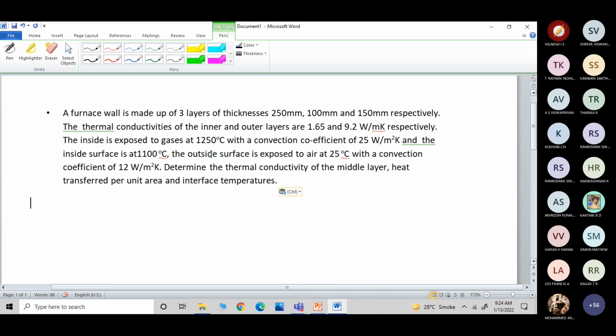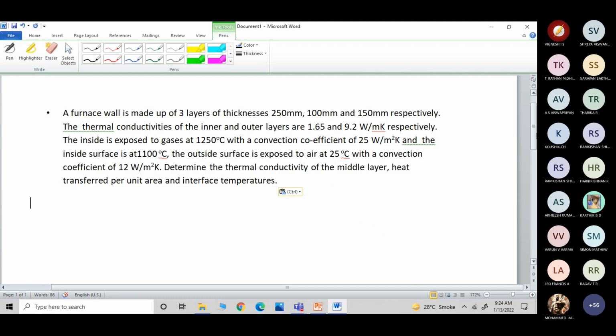Okay, so a furnace wall is made up of 3 layers of different thicknesses: 250 mm, 100 mm, and 150 mm respectively. The thermal conductivities are 1.65 for the inner one and 9.2 for the outer one. The inside is exposed to gases at 1250 degrees C with convective heat transfer coefficient 25, and the inner surface is at temperature 1100 degrees C, and the outside surface is exposed to air at 25 degrees C, and the air convection coefficient is only 12. Determine the thermal conductivity of the middle layer, heat transfer per unit area, and interface temperatures.